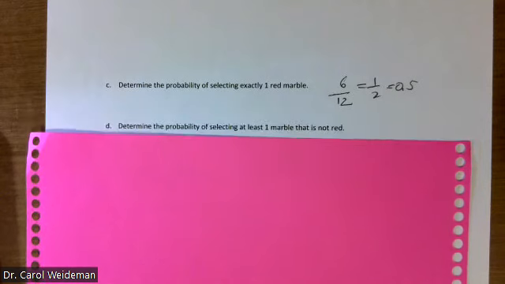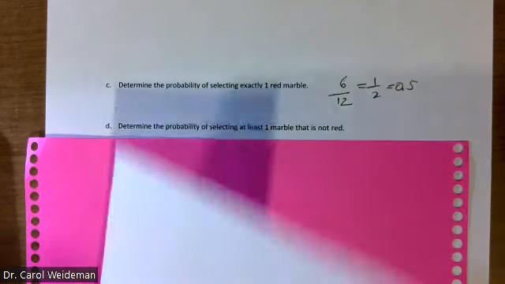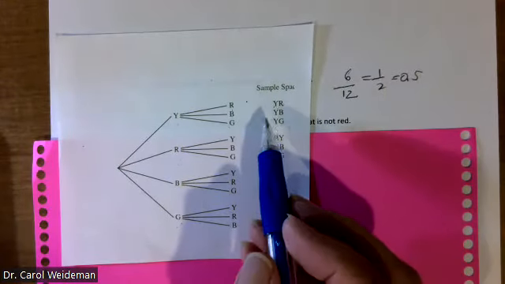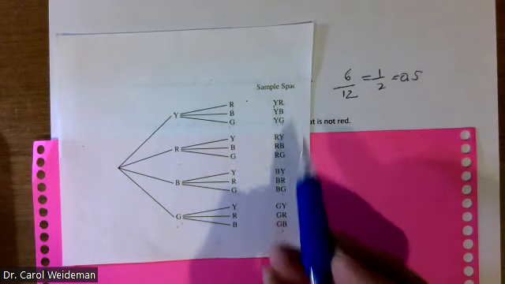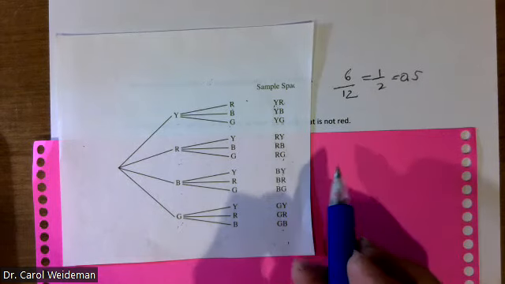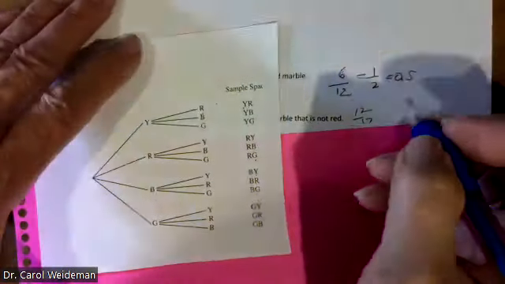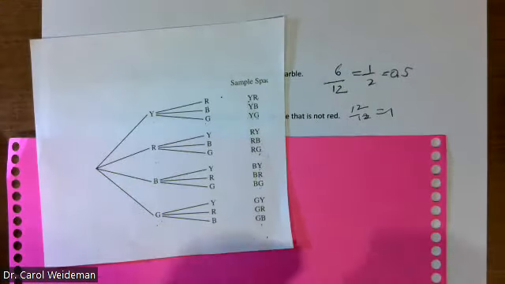All right, the second question I'm going to pose is determine the probability of selecting at least 1 marble that is not red. I'm going to look at each of my 12 outcomes and say, does it have at least 1 that's not red? Well, this one does, and so does this one, and so does this one. Okay, all 3 of these have at least 1 that's not red. These all have 1, and this actually turns out to be all of them have at least 1 that's not red because of the sampling without replacement. And so my probability is 12 over 12, or 1.